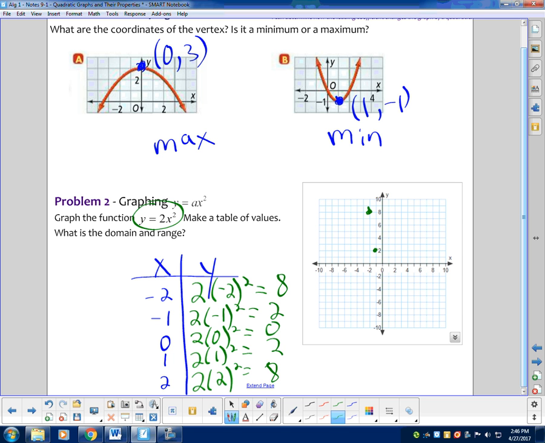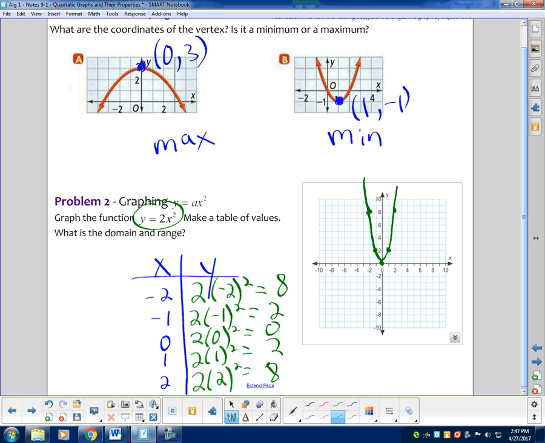Okay, the next one is 0, 0. Then here's what happens, guys. It's going to go down to its minimum and then come right back up. So look at what the next point is. 1, 2. That's 1 over 2 up. Do you see what's happening here? It goes down, comes right back up, exactly across from where it was before. The next one is 2, 8. And then we draw a curve through these points.